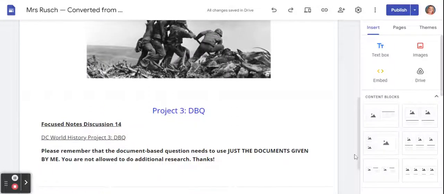Okay, before we start, I want to inform you about your project for this unit. Your project for this unit is a DBQ, which is a document based question. Okay, what that means is that I will give you a prompt. I will give you something that you need to write about, and I will give you a series of documents that you need to use in order to answer that prompt. Okay, you're not going to do any other research. You're just going to use the documents given you to answer the prompt.